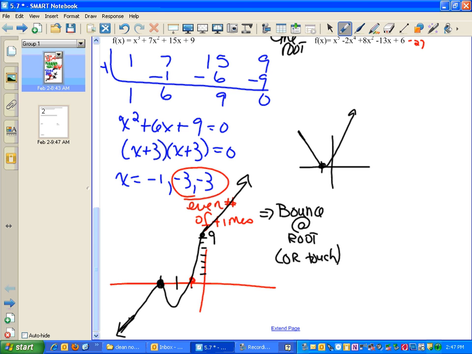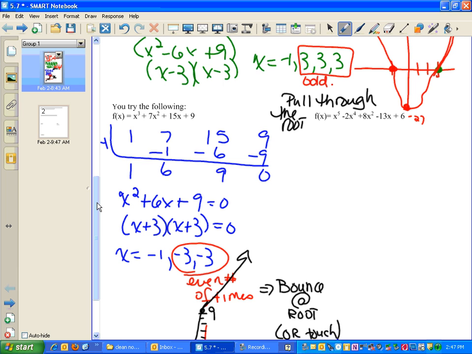So you have to end up, after you touch or bounce, back in that same quadrant. Okay? All right, so let's look at this last one. It's another bouncing one. The roots of this one are, let's say, 1, -2, 8, -13, and 6.